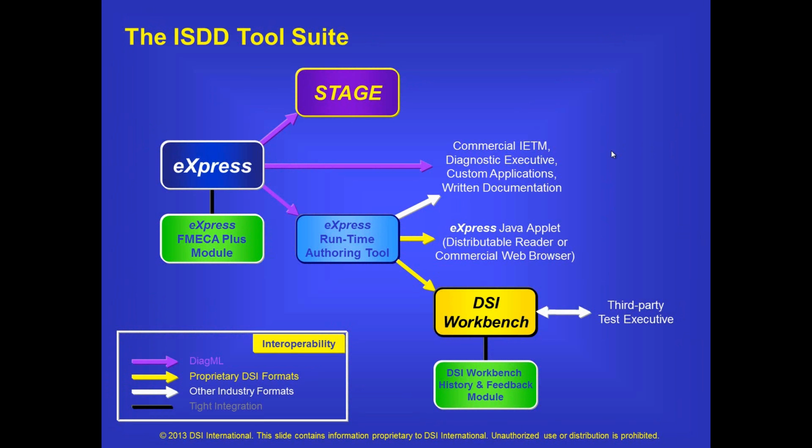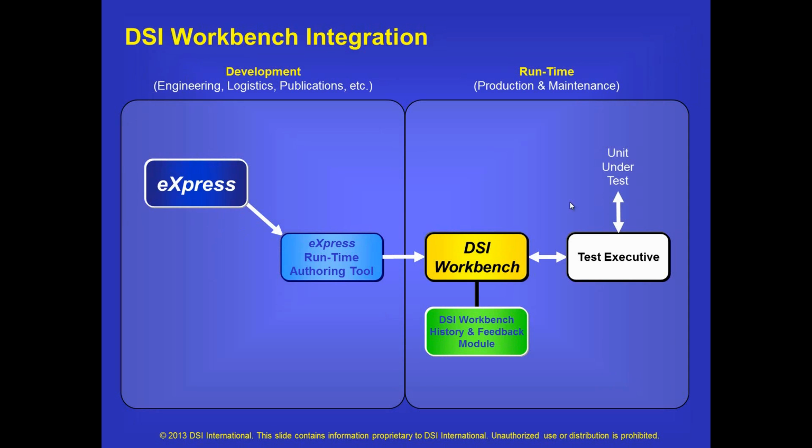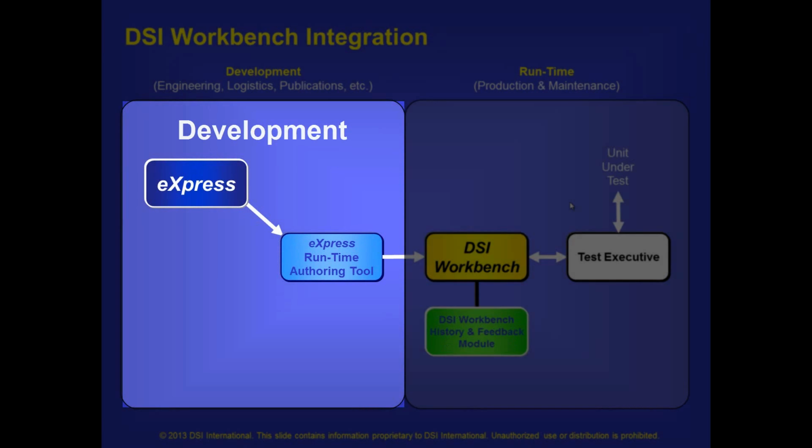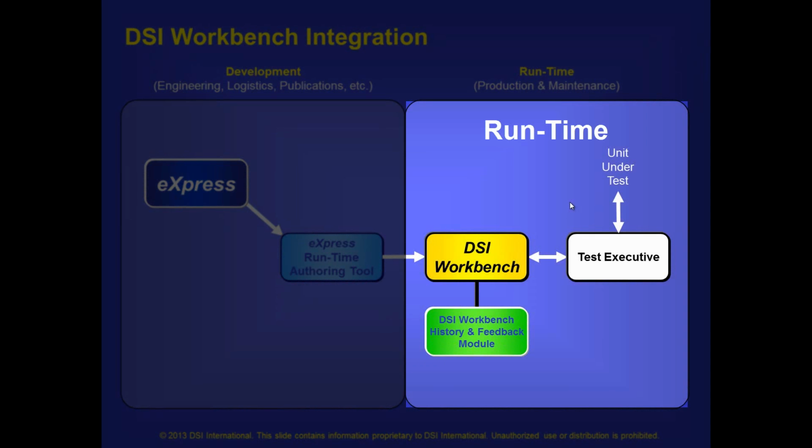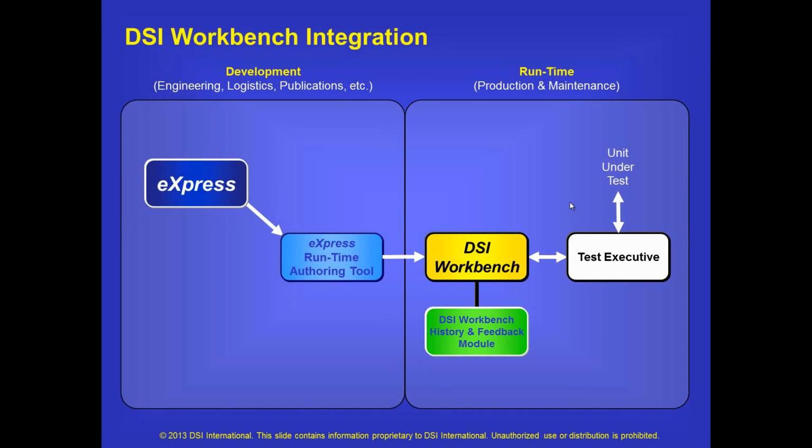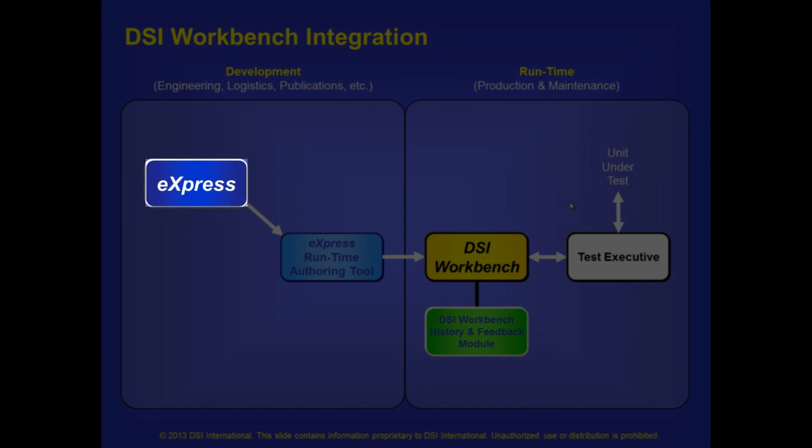But what we'll be focusing on today is the diagonal line down to the right from Express. Express running through the runtime authoring tool to DSI Workbench, and DSI Workbench being integrated with the history and feedback module. As we look more closely at this seamless integration, notice that there are two sides to this slide. On the left we have the two tools that would be used during development, and on the right we have the tools that would be used during runtime. During development is Express, and then the runtime authoring tool. Express would be used by engineers, systems engineers, logistics personnel, etc.